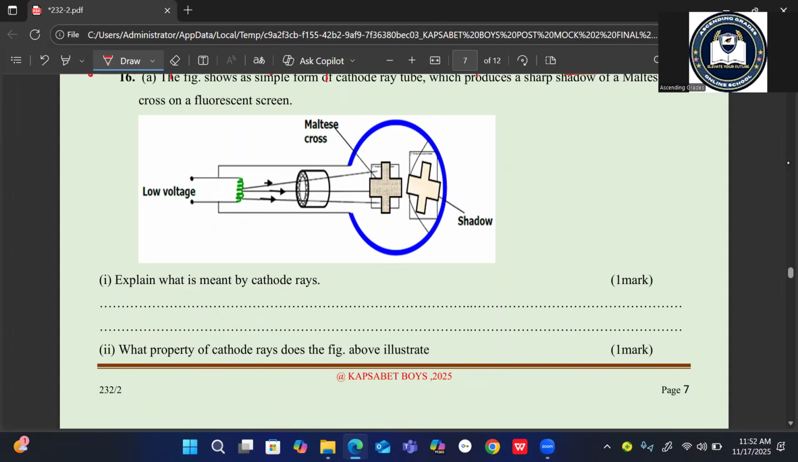This is just a stream of electrons emitted from a metal surface by thermionic emission.